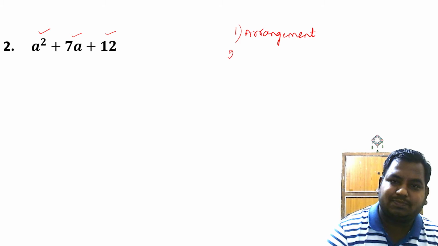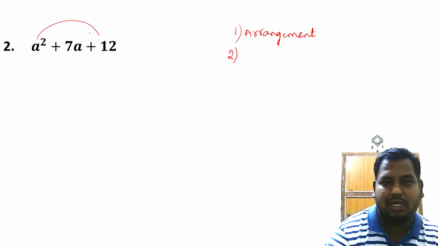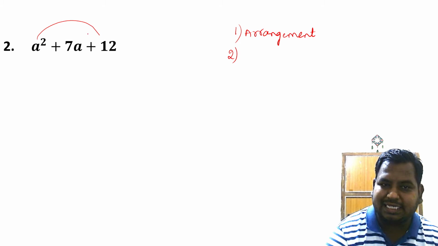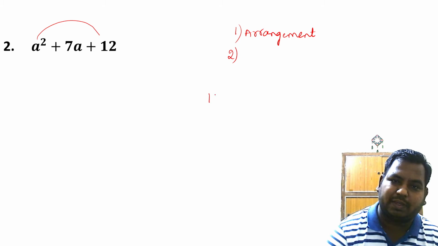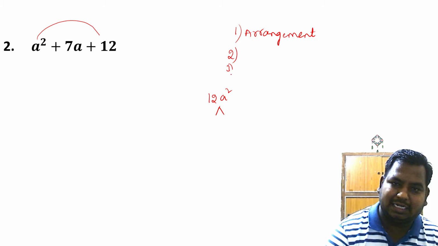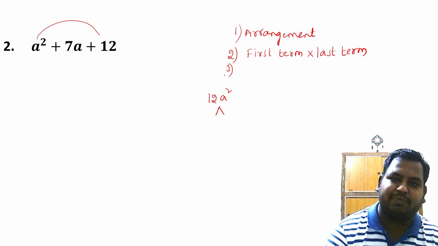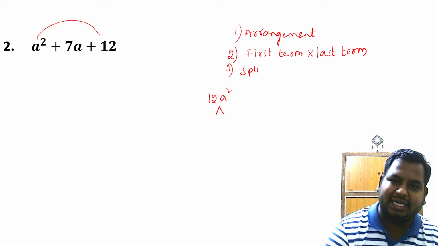What is second step? Second step is we have to multiply the first term and the last term. First term is a square, last term is 12. What is a square into 12? It's 12a square. So second step is multiplying first term and the last term. What is third step here? We have to split. Splitting is the third step.